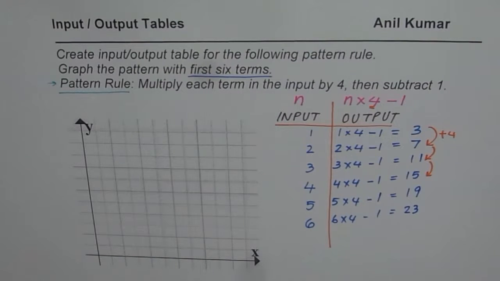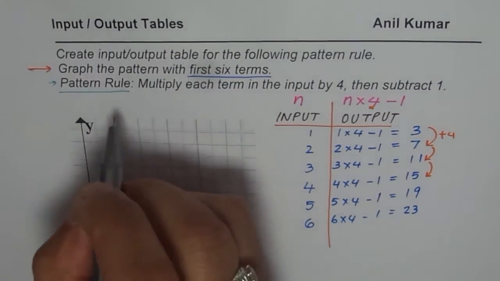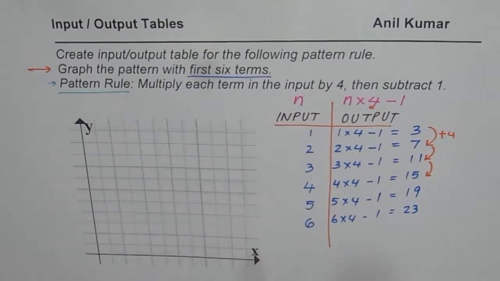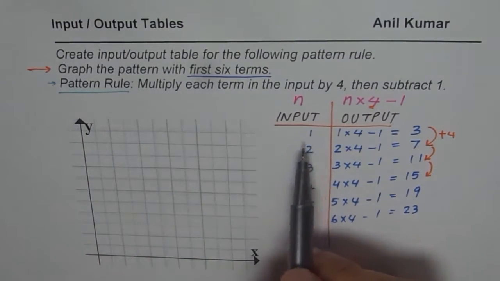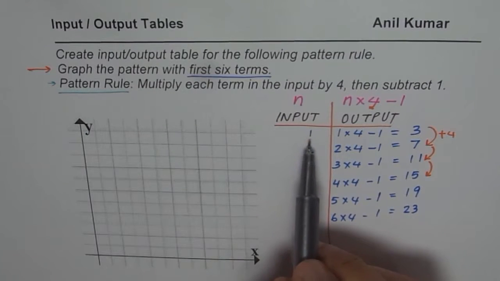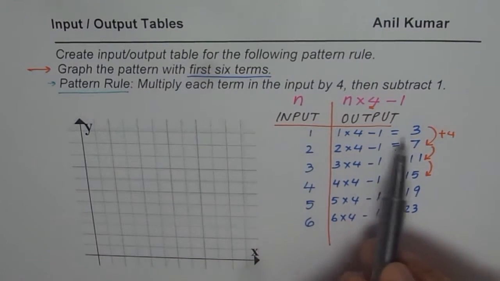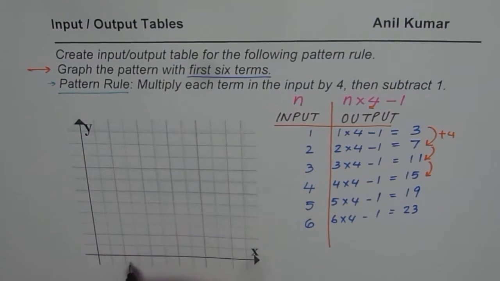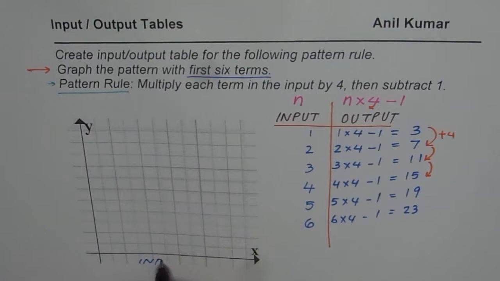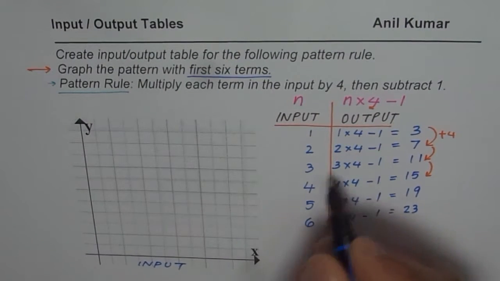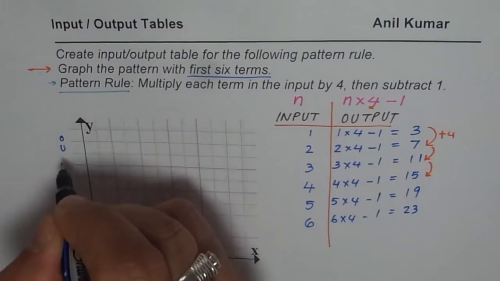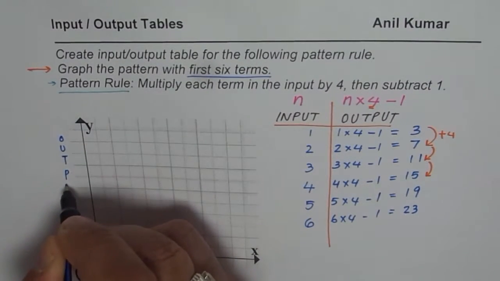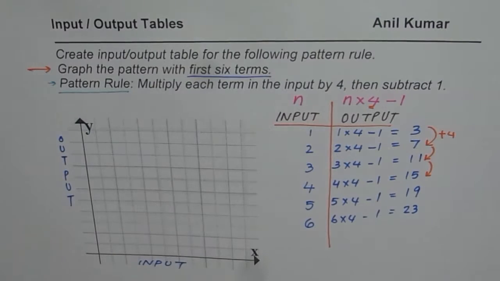Now let's look into the next part, and that is the graph. Graph the pattern with first 6 terms. So what do we need to graph? On the input side, if I give 1, output is 3. So 1 and 3. Normally when you have to graph, you always write input on the x-axis. So input is along the x-axis, so I'm writing input here. And output is along the y-axis. Let me write output along the y-axis. So that is the output.